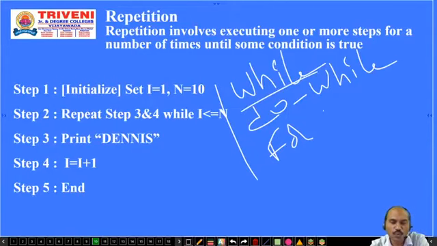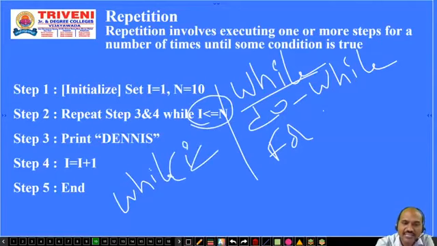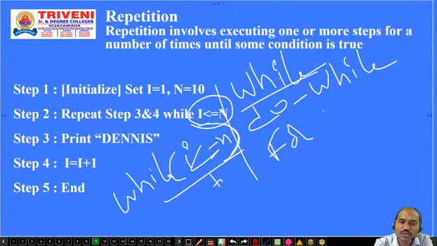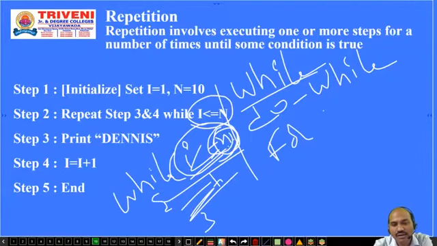So what is meant by the while looping statement? In the while looping statement, we first have to check the condition. The condition given here is I less than equals to n, that is I less than equals to 10. Then the statements within the loop are executed n times. After completion of the n times, the loop exits. So this is the while condition: first it checks the condition, and after that it goes to the statement.